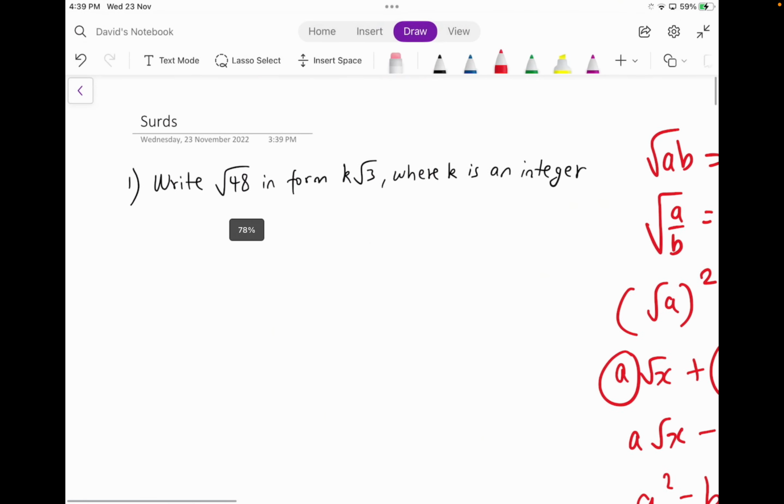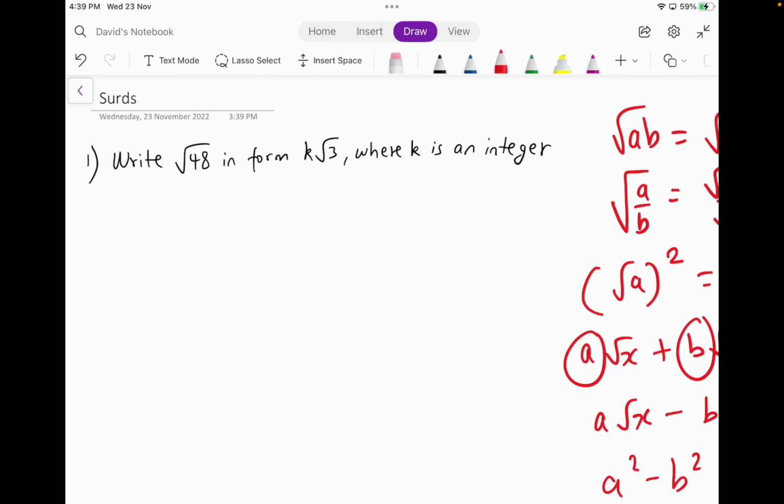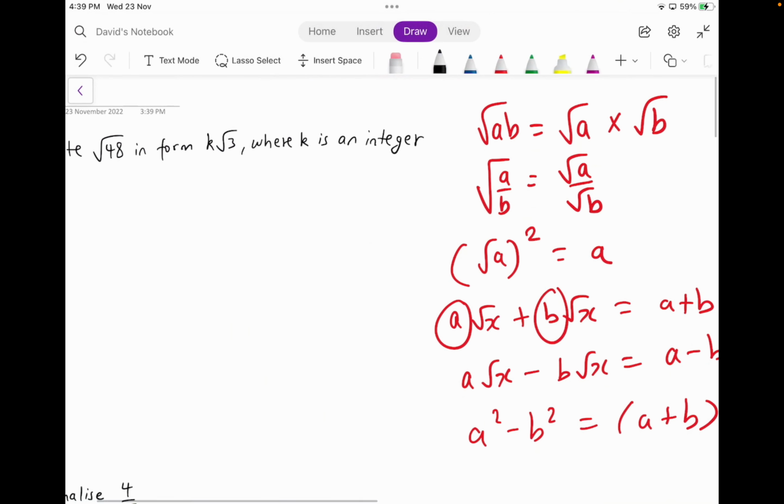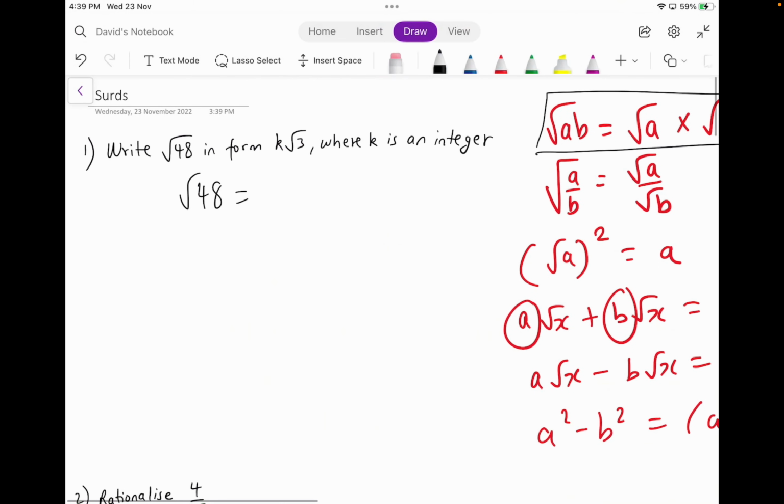So question 1 is: write square root of 48 in the form k square root 3, where k is an integer. So the first thing is we have to use this rule here. We're going to split the term. We have to divide 48 by some number, so that we get a square number and a normal number which cannot be square rooted.